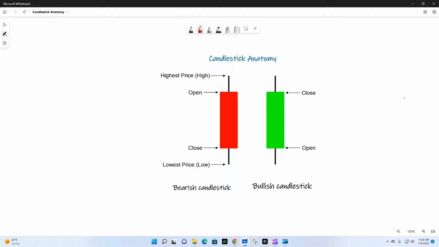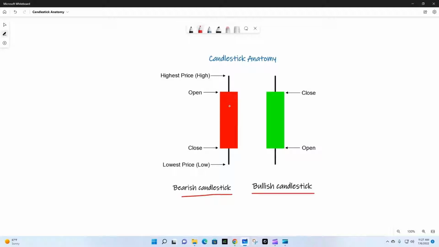So here I have two candlesticks, one red in color, which is the bearish candlestick, and the second one is green in color, which is the bullish candlestick. A bearish candlestick will show you reduction in price at the market, whereas a bullish candlestick will depict increase in price. So if we pick the bearish candlestick, you see it has a body.